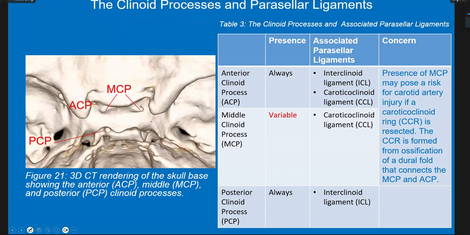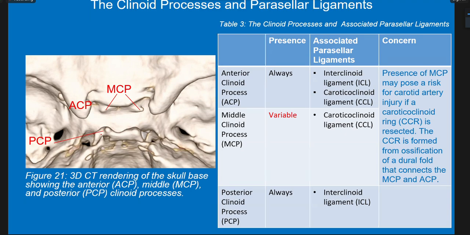So we also have important things to consider. We have anatomic variants. We all know about the anterior clinoid process and the posterior clinoid process, but I'm sure a lot of us don't know anything about the middle clinoid process. So this is analogous to the anterior and posterior clinoid process. You have the middle clinoid process, and these are actually attachments to dural folds or paracellular ligaments. So the middle clinoid process is variably present, and the anterior and posterior clinoid process are always present.